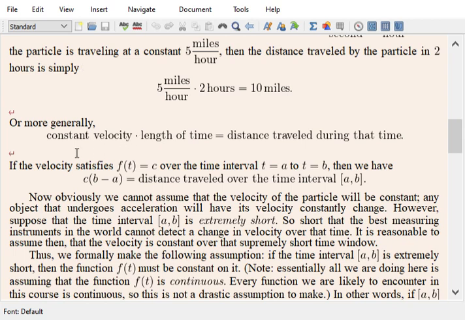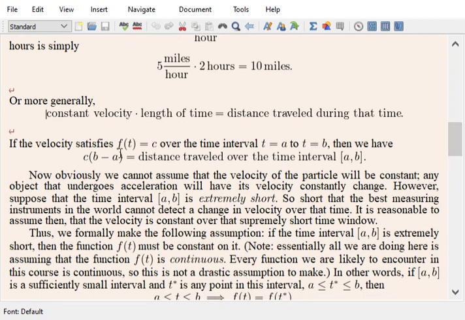So more generally, constant velocity times length of time equals the distance traveled during that time. Okay? So if the velocity satisfies f of t equals c over the time interval from t equals a to t equals b, then we have c times (b minus a). C, that's the constant velocity. B minus a, that's the length of time, right? Because if we're going from a to b, then the length of time between those is their difference.